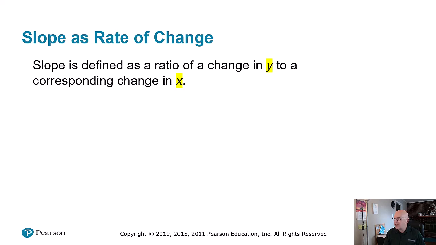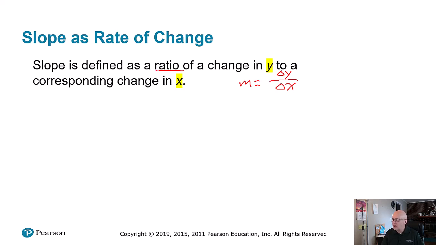Slope is not just something that has to do with graphs on a Cartesian coordinate system or a rectangular coordinate system. It's a ratio, really. That slope is a ratio of how the y values are changing compared to how the x values are changing. And those x and y values can be various things.